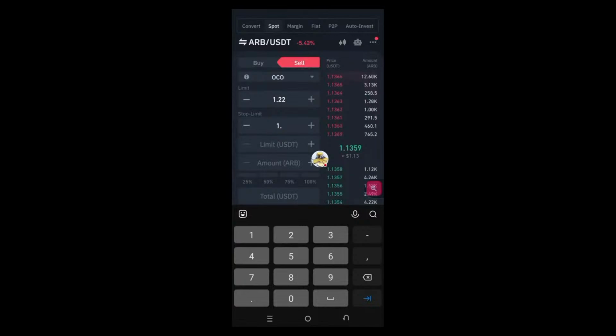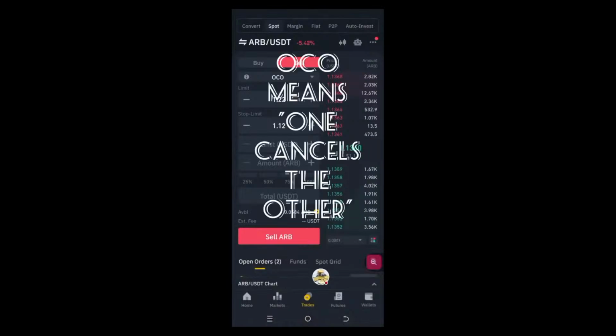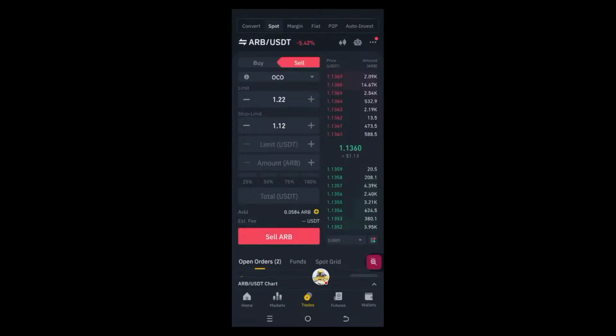So if it goes below, this is currently 1.359. So if it goes below like 1.2, for instance, I don't want to lose my money, right? I don't want to waste time in this trade. So I'll be happy to lose a little portion of my money, because a lot of people are saying, why don't you just put stop loss? Why don't you just put the take profit? This is OCO. OCO means one cancels the other, right? One cancels the other. Try and understand that, right?